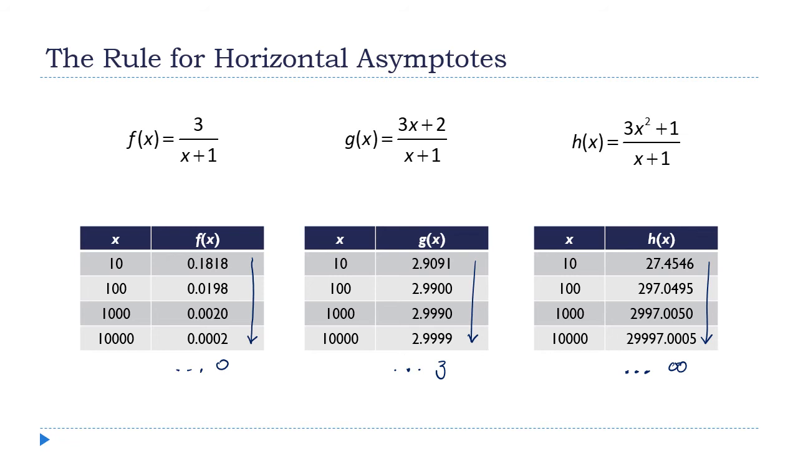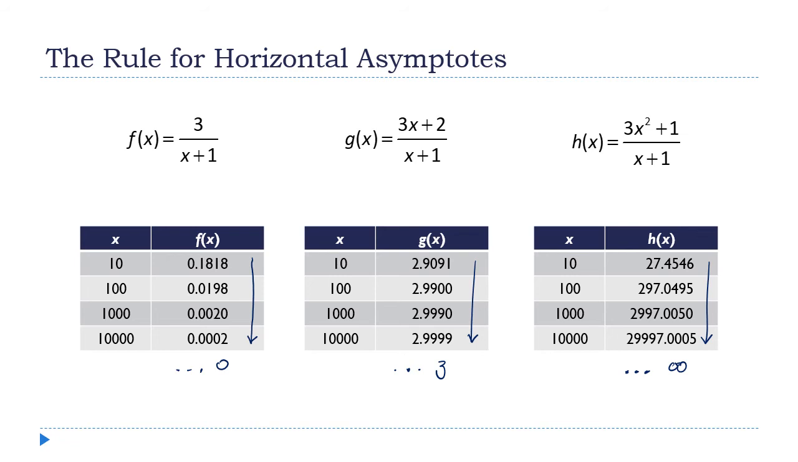Okay, so how are we going to come up with a rule? Well, the rule for determining a horizontal asymptote is based on comparing the degree of the numerator and the degree of the denominator. And you remember, the degree of a polynomial with one variable, all of ours just have x's, is equal to the biggest exponent.